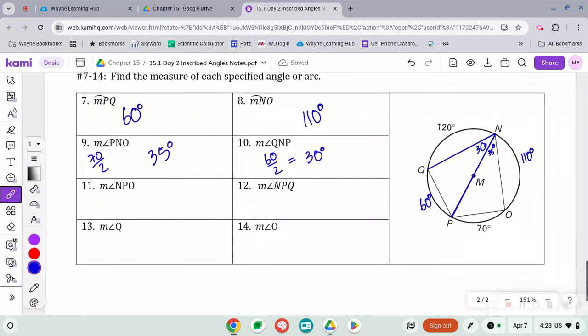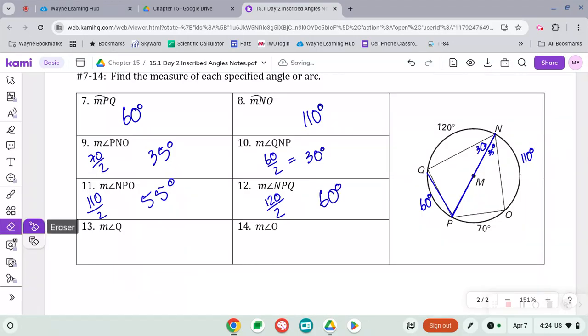And let's move on to the next one. So NPO, same idea. Once again, we'll erase NP. I can leave that highlighted still. NPO right here. Same thing, except this time we will take 110 divided by 2. So 110 divided by 2 leaves me with 55 degrees. Okay. Finally, NPQ. Once again, that's going to be 120 divided by 2 this time. So 120 divided by 2 is 60 degrees.